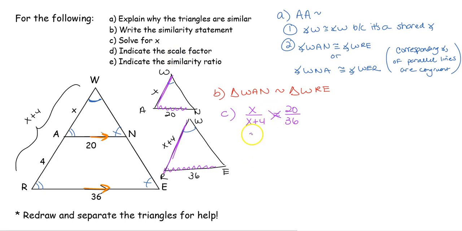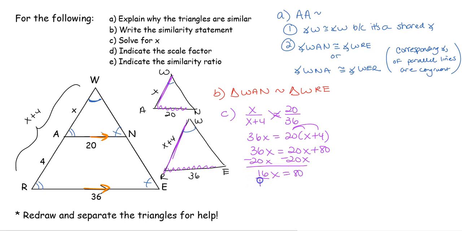Then we cross multiply, so that gives us 36 times X is equal to 20 times X plus 4. Distribute, 36X is equal to 20X plus 80. We move our 20X over. 16X equals 80. We divide 80 by 16, and we find that X is going to be equal to 5.